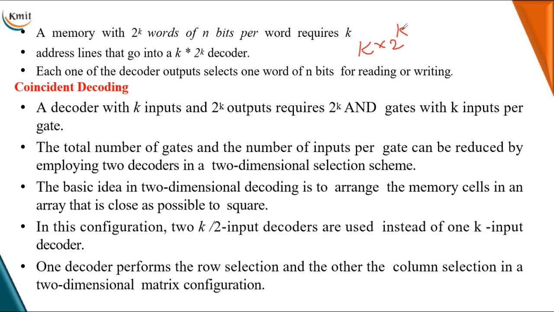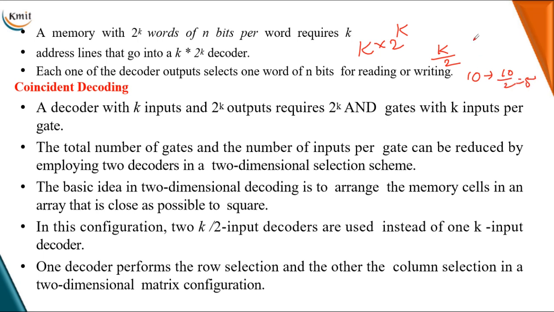the cost of the memory device is very high. So in order to avoid that, we move to another method called coincident decoding. In coincident decoding, instead of taking k inputs, let me divide k by 2. Using coincident decoding, let me divide the number of address bits by half. For example, let me take 10 address bits. Now 10 divided by 2 is 5.